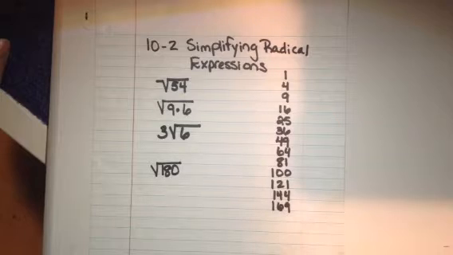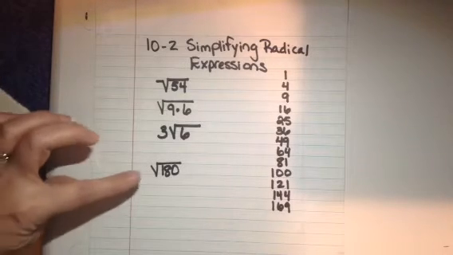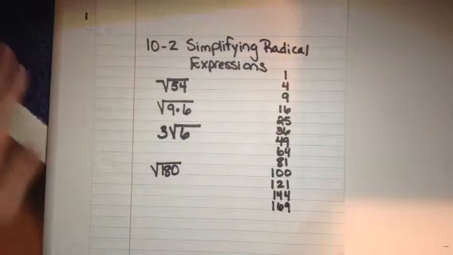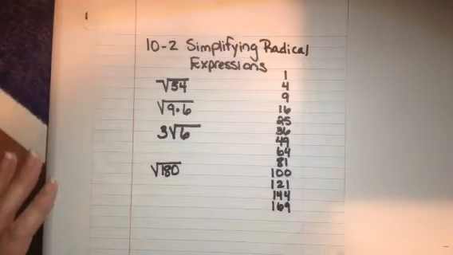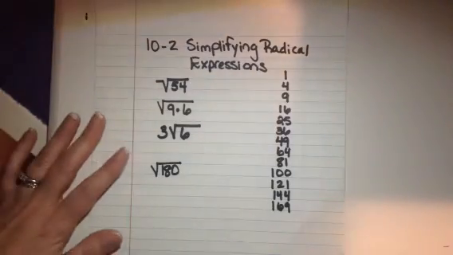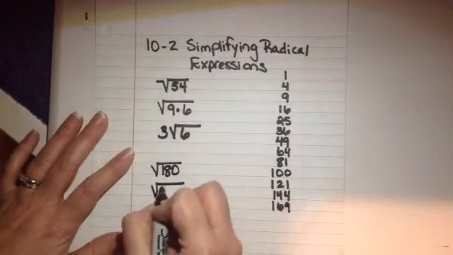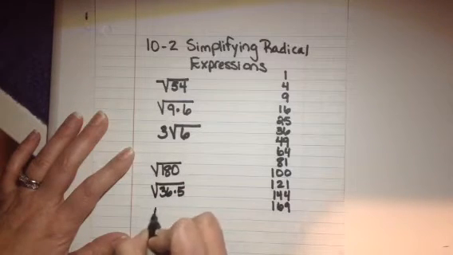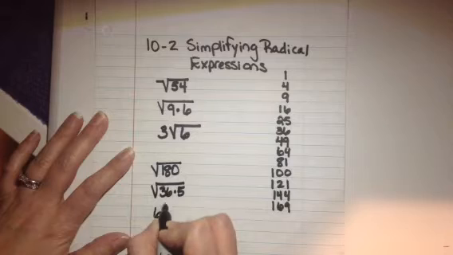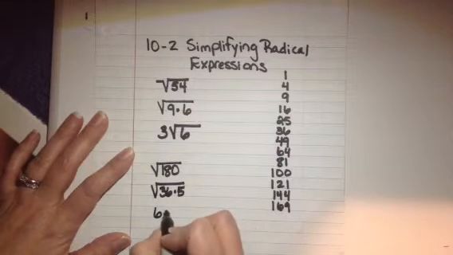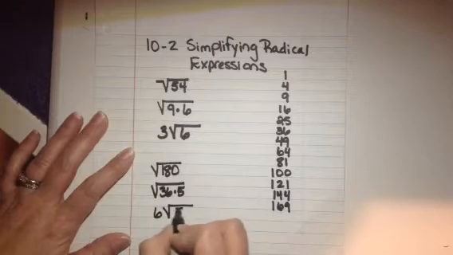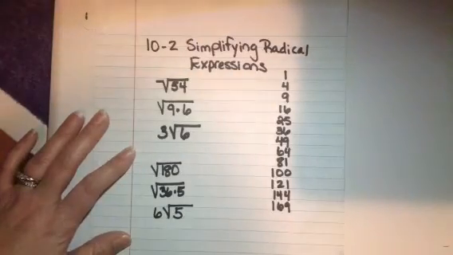All right, let's try 36. Will 36 go into 180? 36 times 5, I do get 180. So we're going to do square root of 36 times 5. And then the square root of 36 is 6, since if it is a perfect square, it comes to the outside of the radical. It's no longer under the radical when you take the square root. And then leave the square root of 5 in.